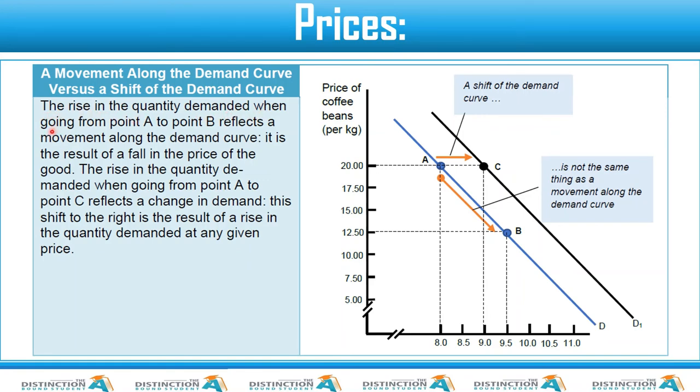The rise in the quantity demanded when going from point A to point B reflects movement along the demand curve. It is a result of a fall in the price of the good. The rise in the quantity demanded when going from point A to point C reflects a change in demand. This shift to the right is the result of a rise in the quantity demanded at any given price.